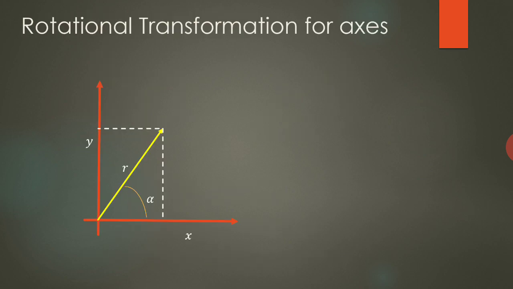So now, rotational transformation for axis. If I rotate the coordinate axis, how the coordinates of a given vector change can be studied here. Here I am taking a vector r, making an angle alpha with the x-axis. So the x component is given by x equal to r cos alpha, and the y component is given by r sin alpha.